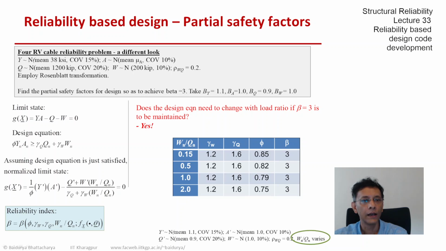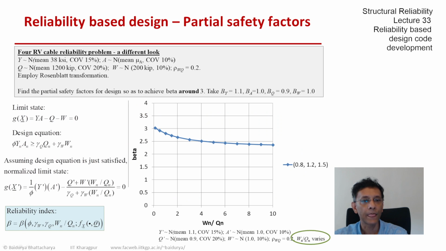So now as you see, we don't insist that beta is exactly 3. We are now letting beta be around 3. So everything else is the same. We have the same limit state, same design equation format. We have normalized it. We understand beta is a function of the partial safety factors, the load ratio, the load statistics, and the strength statistics.